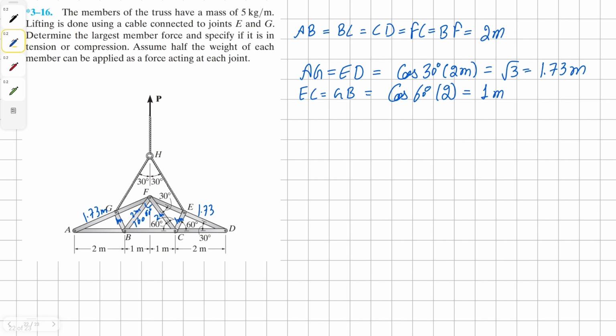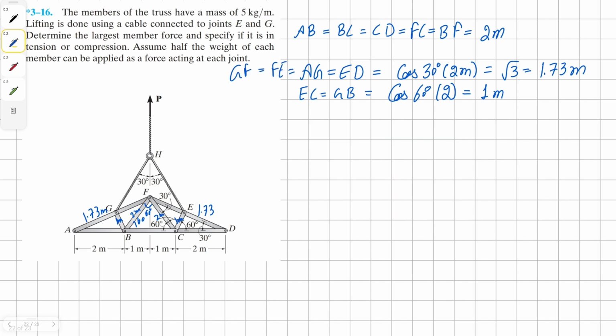All we have left is member FE and member GB. This can be found using cos 30 degrees times 2 meters of the hypotenuse, and solving this we get our solution as root 3, which is 1.73 meters. Therefore AG and EF members are the same length.